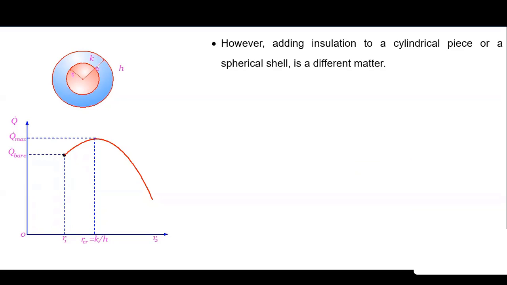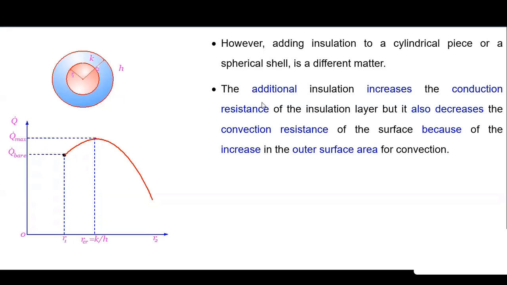of course, this is not the case for cylinders or spheres. Adding insulation to a cylindrical piece or spherical shape is a different matter. The additional insulation increases the conduction resistance, no doubt about it. But it also decreases the convection resistance of the surface because of the increase in the outer surface area of convection. If you recall, the resistance of convection is calculated as 1 upon hA. So if we are adding insulation, we are increasing the outer surface area, and increasing the outer surface area will automatically result in a reduction in the convective resistance.